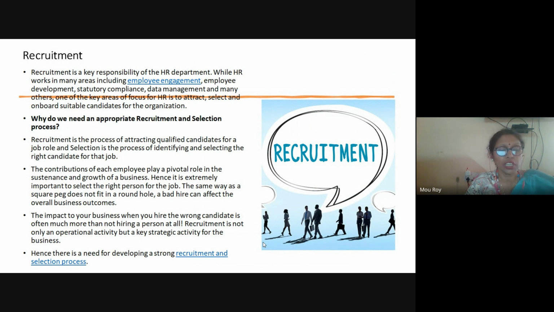And this could be why the vacancy has been created. There may be several reasons. Some of them might have left for a better job, so the vacancy is created. There might be superannuation, that is retirement, or you need to have specified skills.